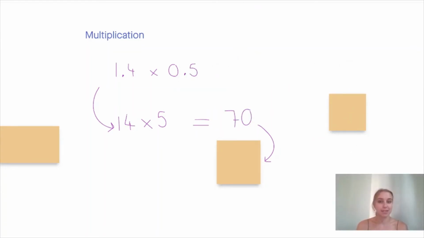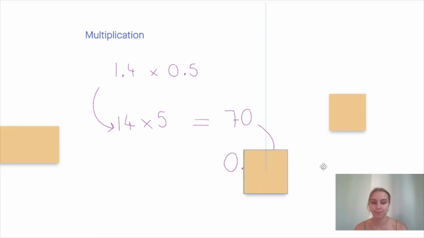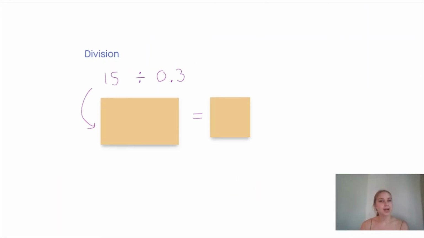Now, to get from 70 to our final answer, we have one more step. We said before that we had moved the decimal points twice to the right, so now we need to do the opposite and move them twice to the left. And that should give us 0.7.